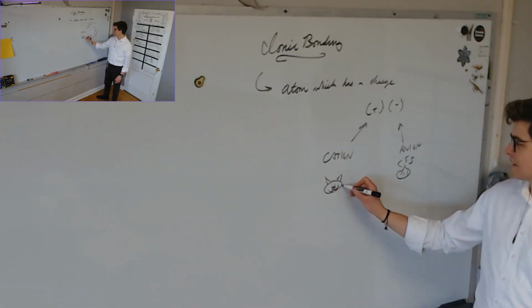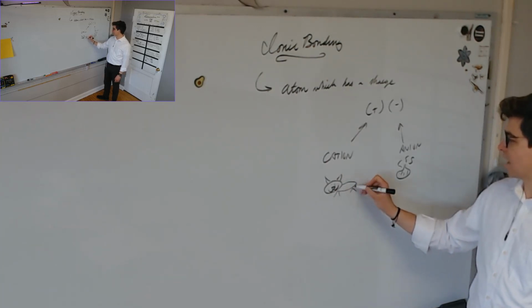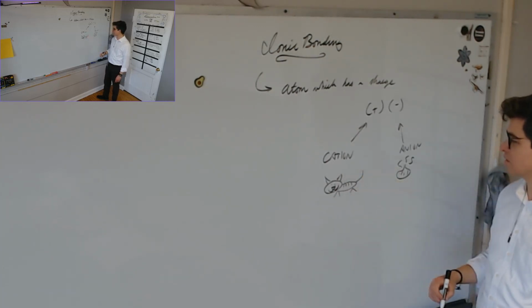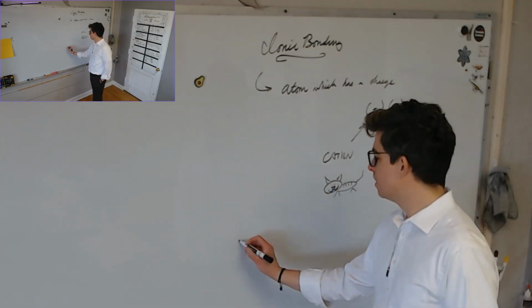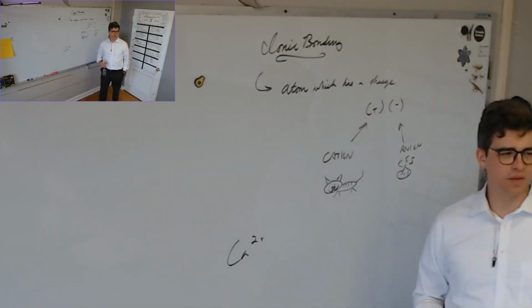It's a good cat though. I don't dislike cats. Especially if it's a tiger and not just a house cat, then that's very positive. You get 2+, that's like calcium, 2+. Speaking of calcium 2+, why calcium 2+?